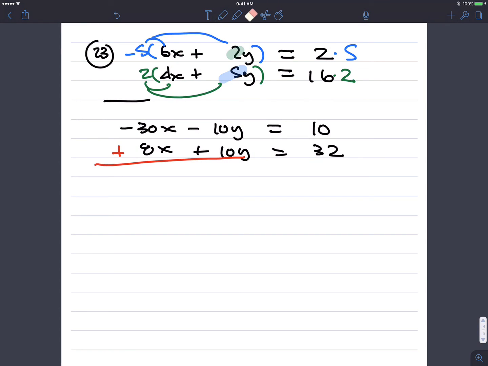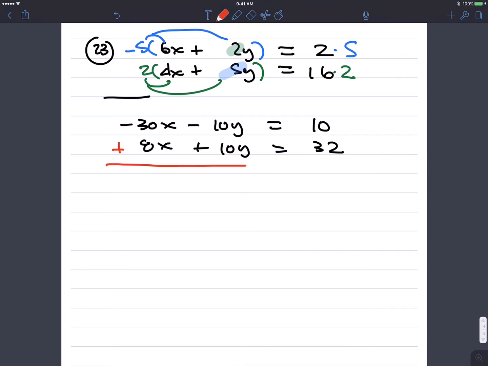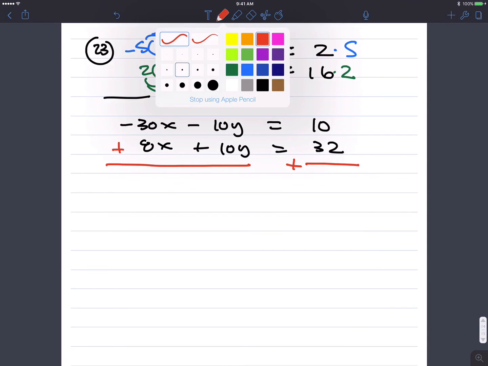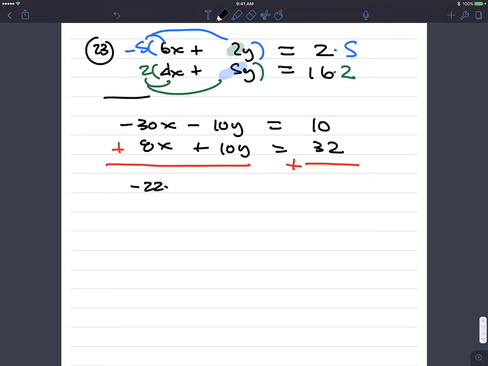The addition method. We get negative 22x is 42. We're going to divide both sides by the negative 22. Let's double check here. 6x plus 2y is 2. 4x plus 5y is 16. Okay. Negative 30 minus 10y. We did it again. Be very careful. We did that again.